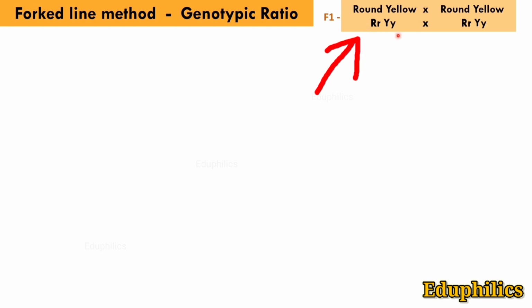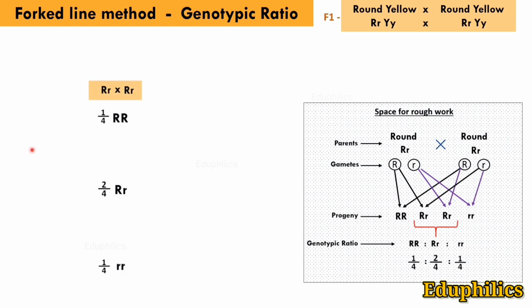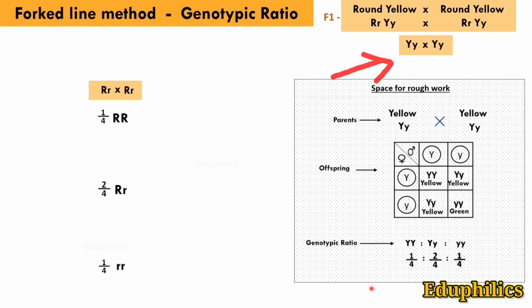This is the same F1 plant which was self-pollinated. Consider the first trait round into round and look at the monohybrid cross. This is F2 progeny and the genotypic ratio here is 1:2:1. Observe here that there are 3 possible genotypes, whereas the phenotypes were only 2. Okay, take these genotypes and write here. Now consider the second trait yellow into yellow. Here also the genotypic ratio is 1:2:1. Write these possible genotypes.